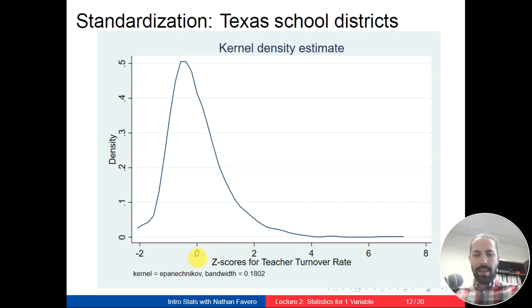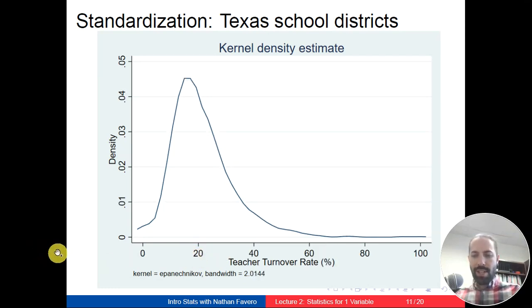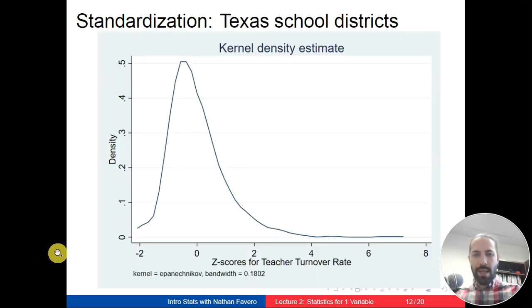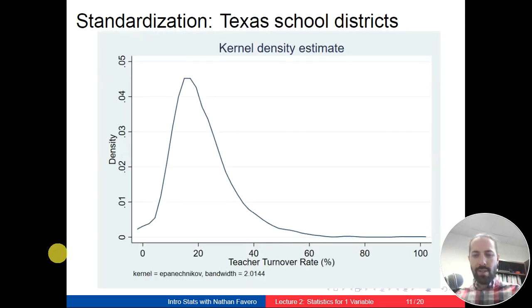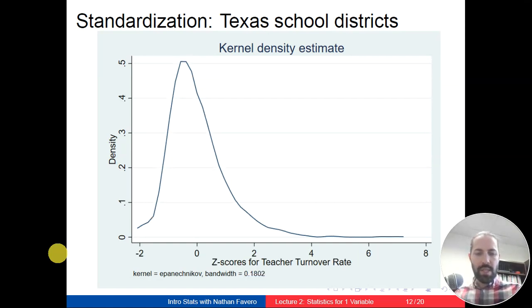This is sort of like graph 1 being measured in Celsius, graph 2 being measured in Fahrenheit, something like that, except these are units that are a little bit less familiar to you probably than Celsius and Fahrenheit. Here we have the teacher turnover rate as a percentage. Here we have it as a z-score.